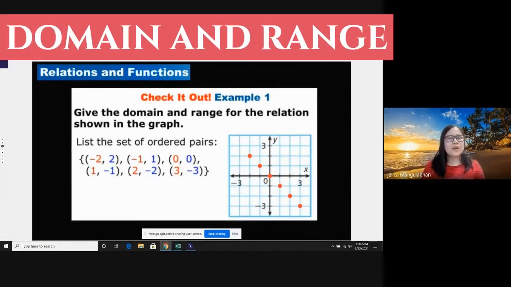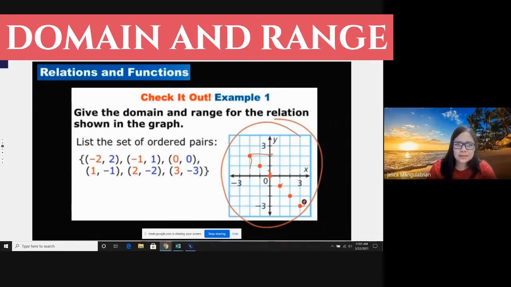Example number 1: give the domain and range for the relation shown. As we write them in ordered pairs, we can easily identify the domain and the range. The domain is all the red numbers that you can see in the set of ordered pairs. So let us write the domain. In writing the domain and the range, if they are written in an ordered pair set, we will use a bracket. This is a sample of a bracket.